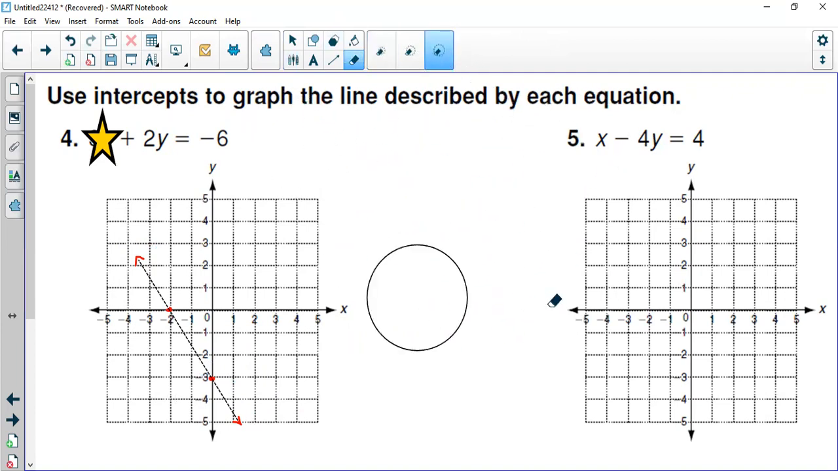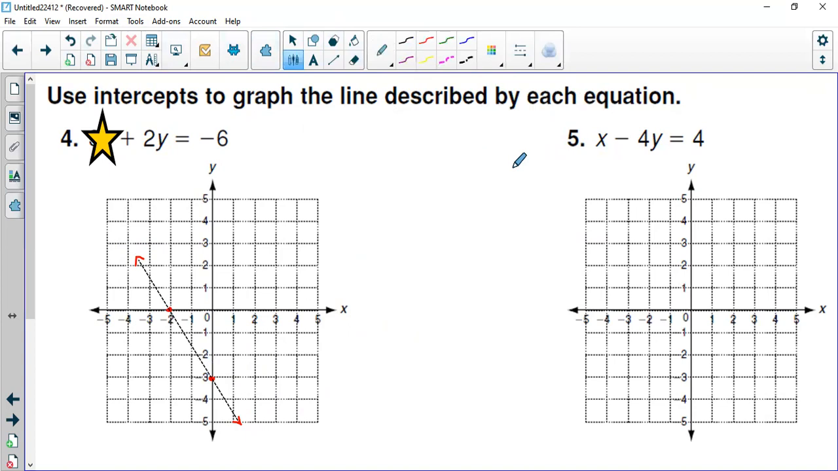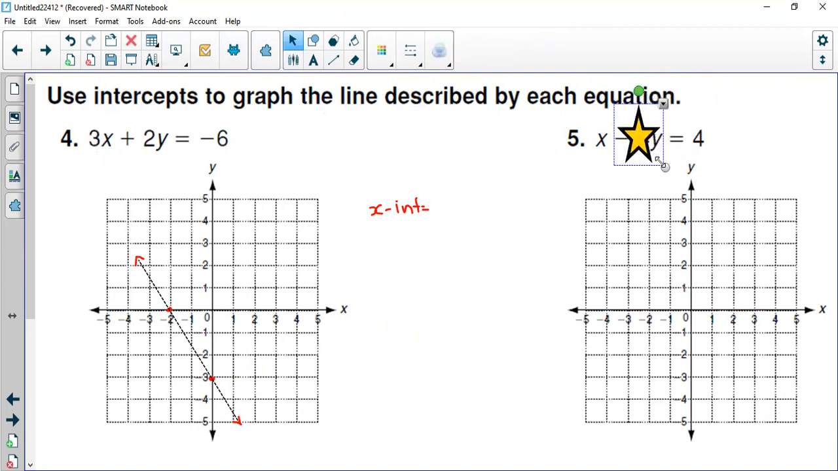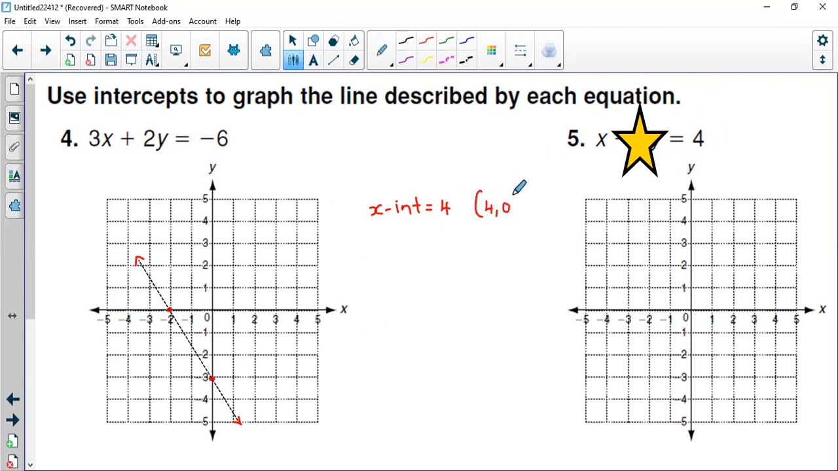So to do the next question, again, we need the x-intercept and the y-intercept. So let's find the x-intercept first. What am I going to cover here? I'm going to cover the y because I'm finding the x-intercept. So once you cover the y, what are you left with here? Nothing, you're just left with x is equal to 4, which means the x-intercept is 4. Now if I'm writing the coordinates, that would be (4, 0).